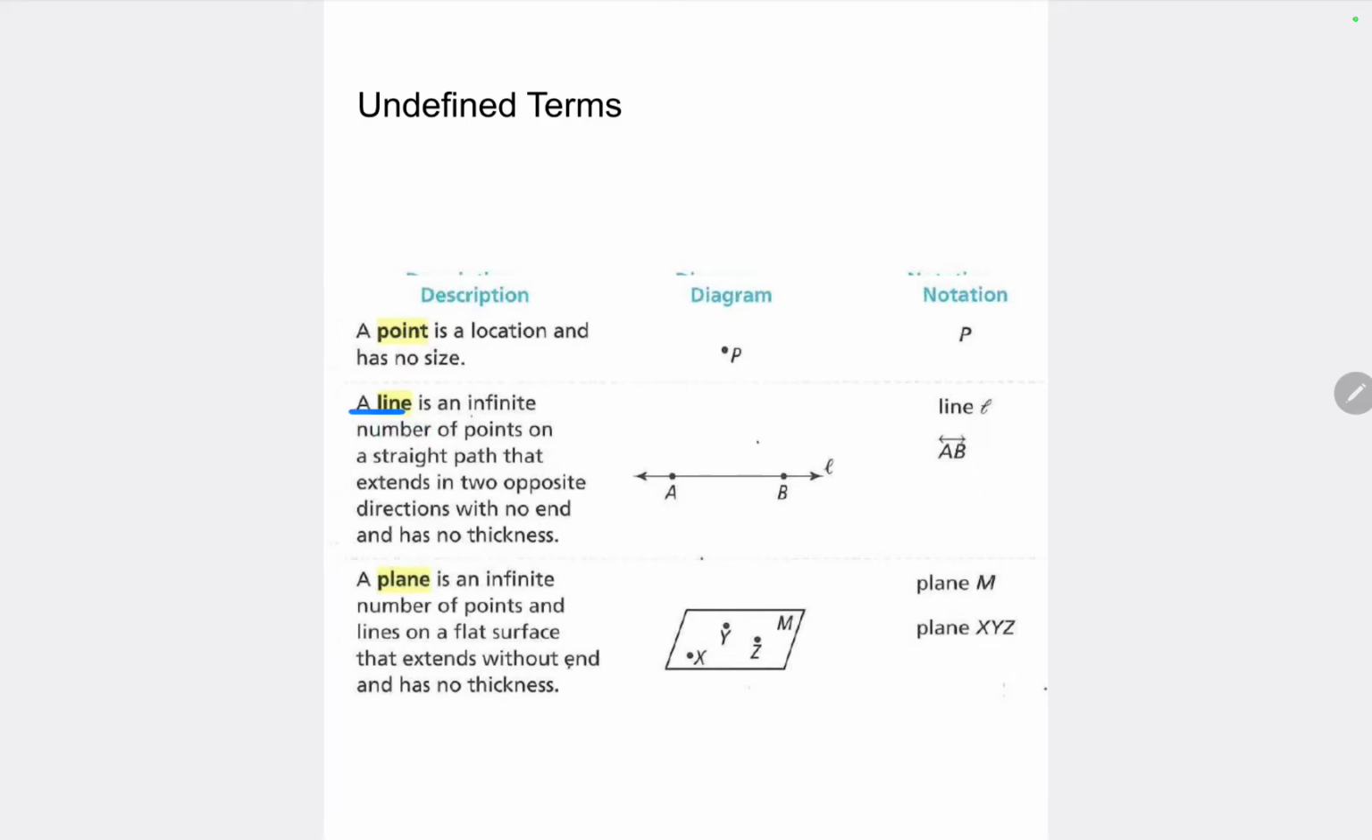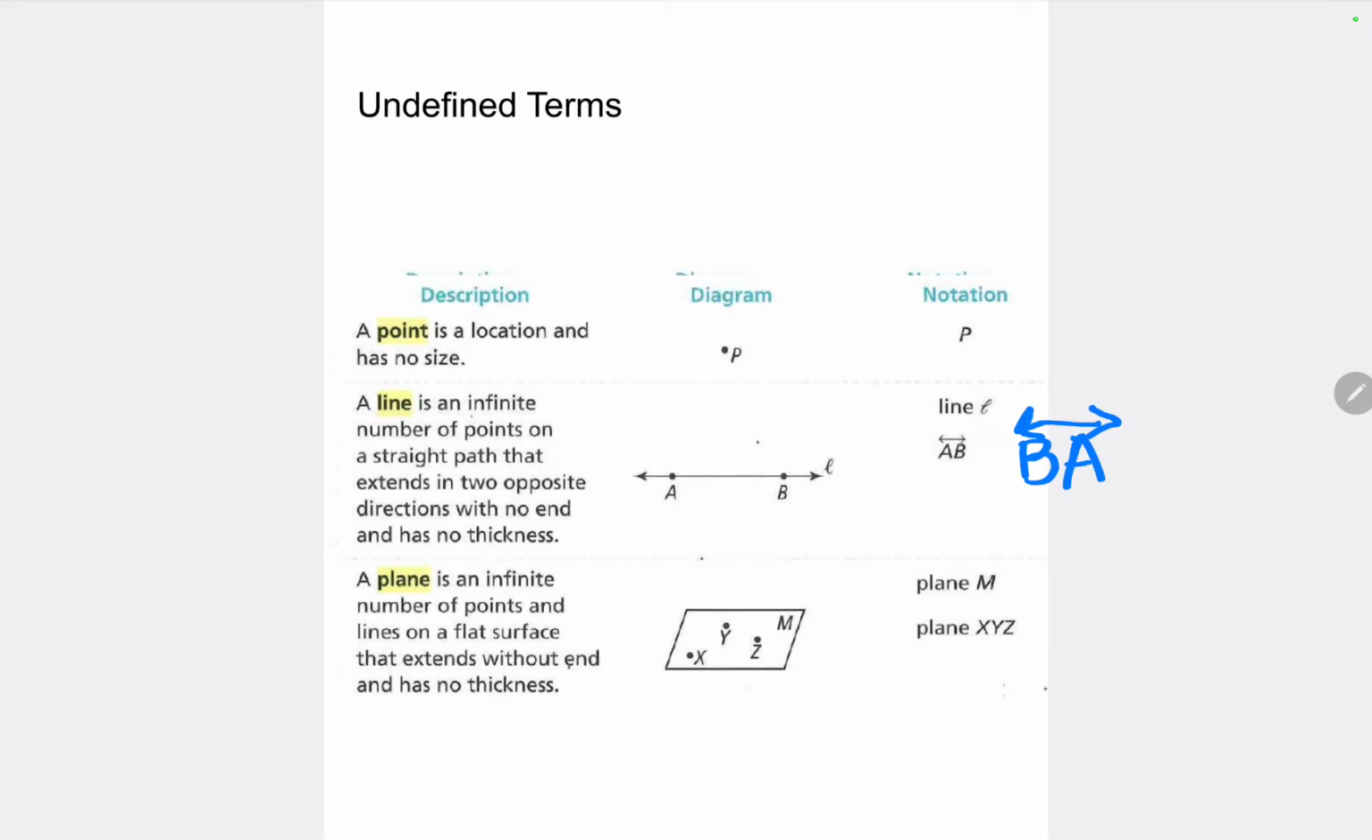A line is an infinite number of points in a straight path. It extends in two opposite directions with no end, and it has no thickness. You'll see a drawing of a line right here. It also has a little cursive letter next to it, line L. We can call this line L, or we can also name it using the two letters AB, or I can name it BA, both of those with the line symbol above them.